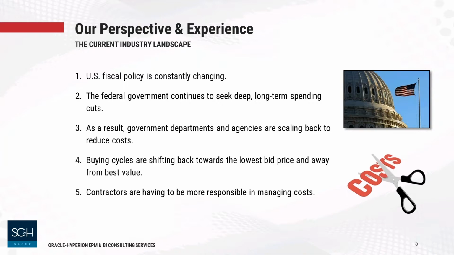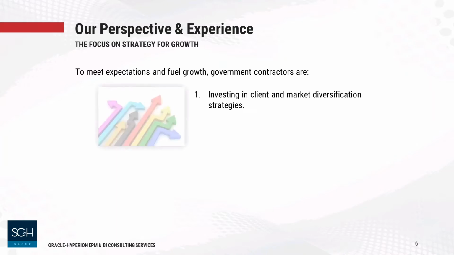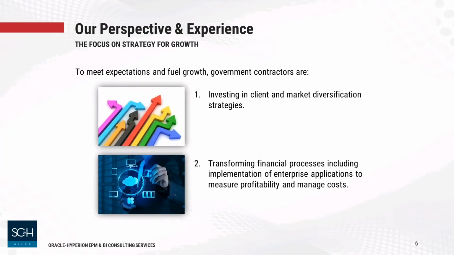As a result, the contractors have to respond to the changing fiscal policies, and it's important to strategize on how to expand on existing business. To fuel that, what we're finding in our experience is that the government contracting industry is leveraging two main strategies to stay current and fuel growth. One is just diversification, whether that be through client diversification and focusing on commercial markets and or geographic expansions. And another being transforming existing enterprise processes, specifically around the financial processes for measuring profitability and managing costs.